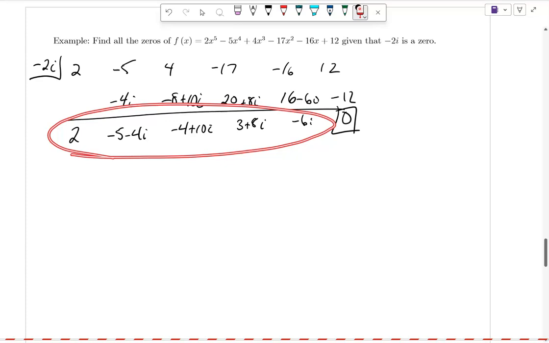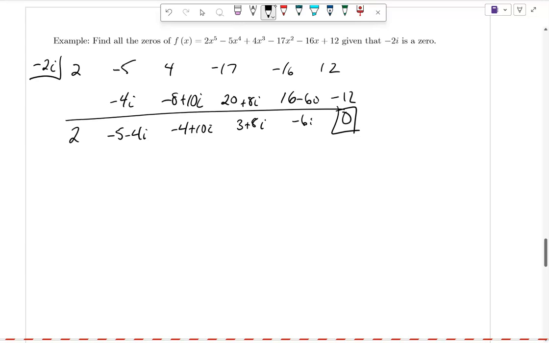Then it's going to ask, since we know that we have a complex number as a root, as a 0, what else has to be a 0? In this case, if negative 2i is a 0, then positive 2i has to be a 0, right? It has to be the conjugate. So that's your next part.